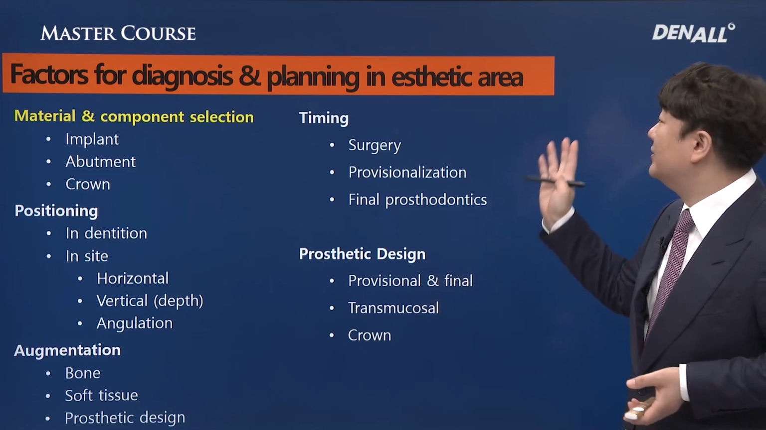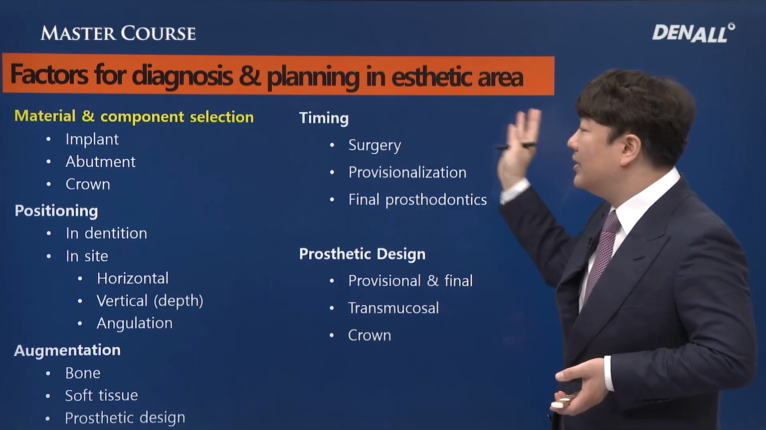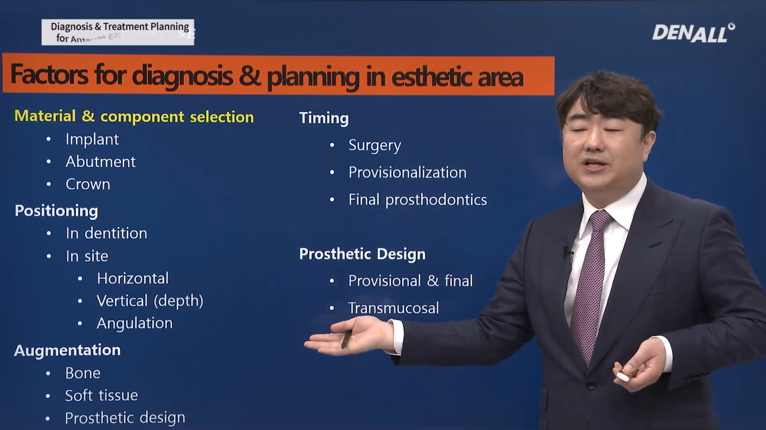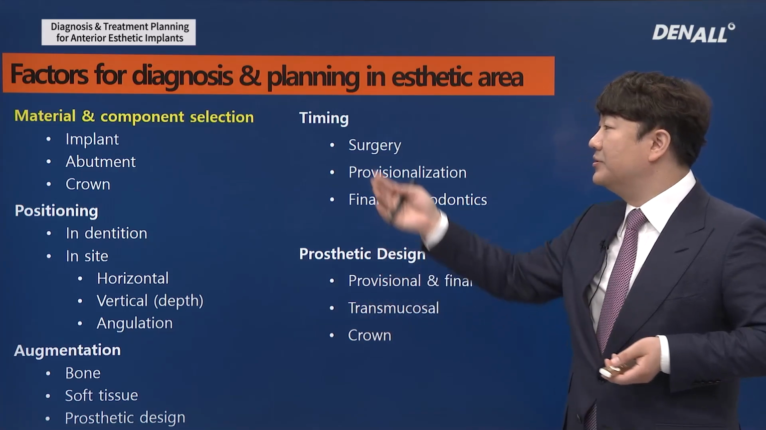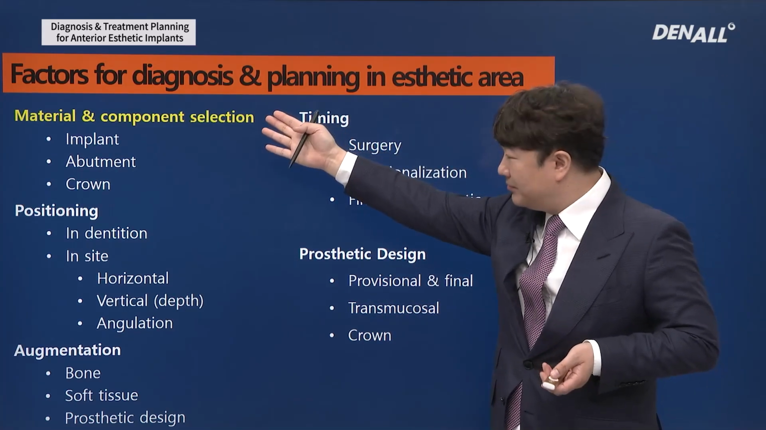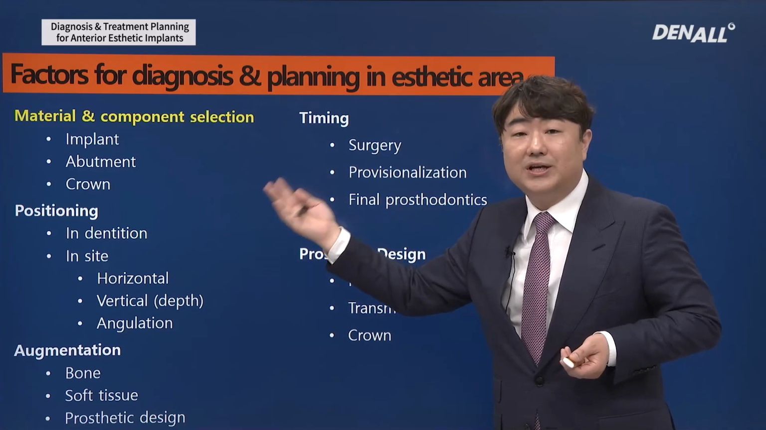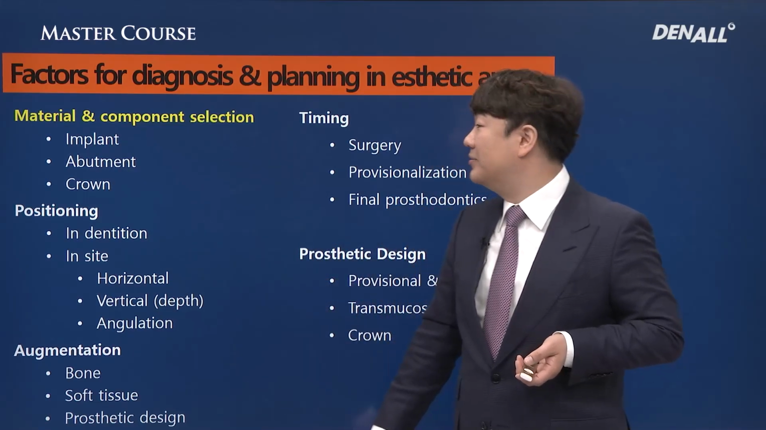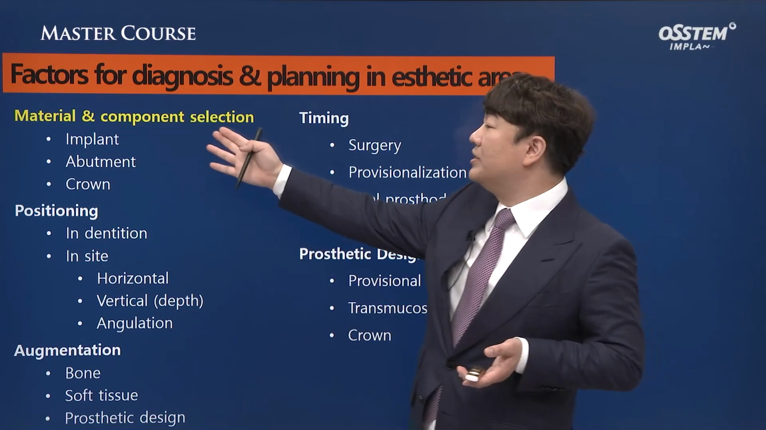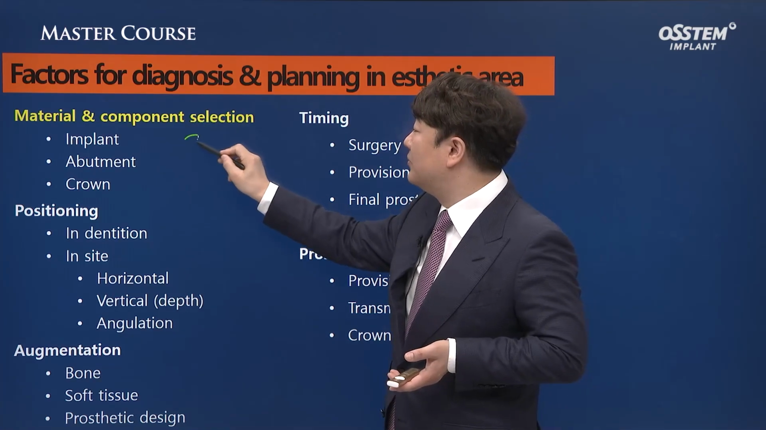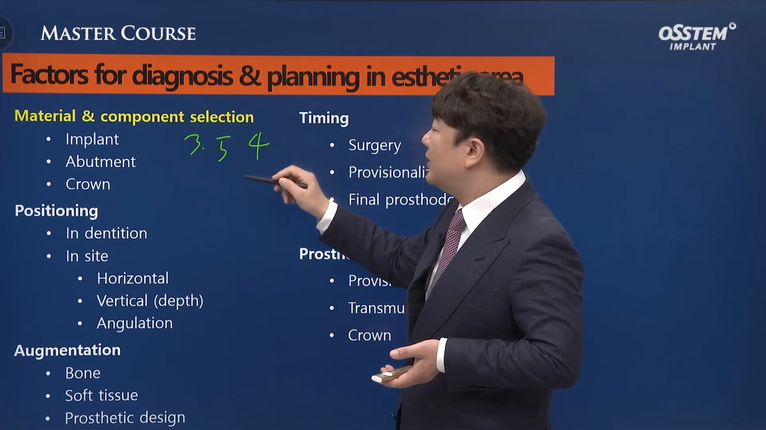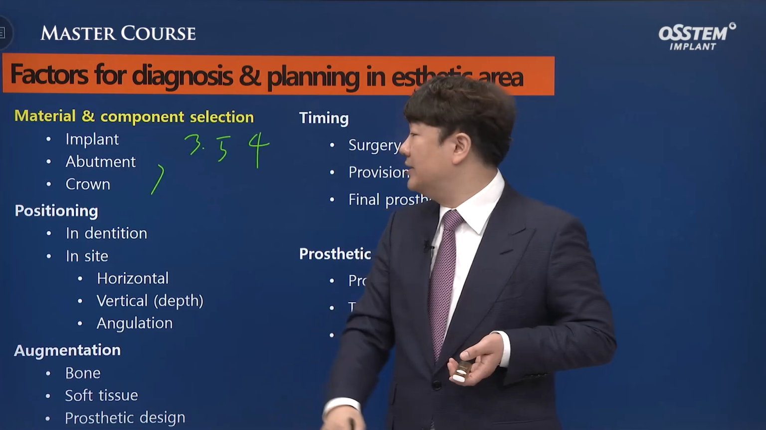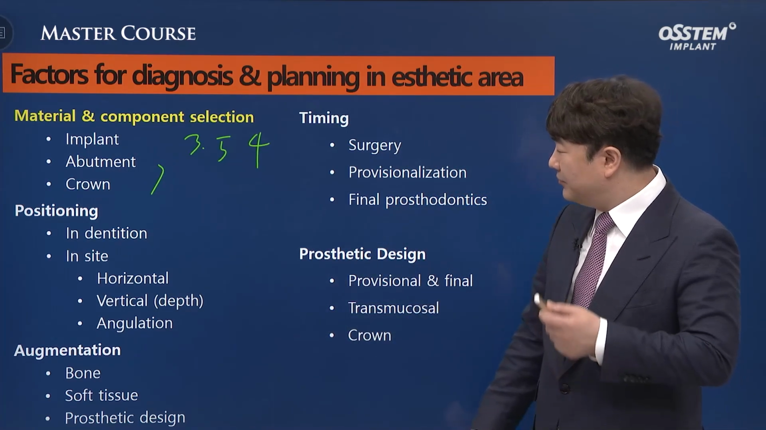To give you a conclusion based on what has been discussed in terms of treatment planning, a review was done on what leads to complications. In terms of material component and selection, it is better to use a KS or TS type of platform switching implant. You should not use a thick diameter implant. A 3.5 to 4 millimeter diameter should be used. You can do gap filling for the rest of the space. As for the abutment and crown design, this will be addressed in the next lecture.